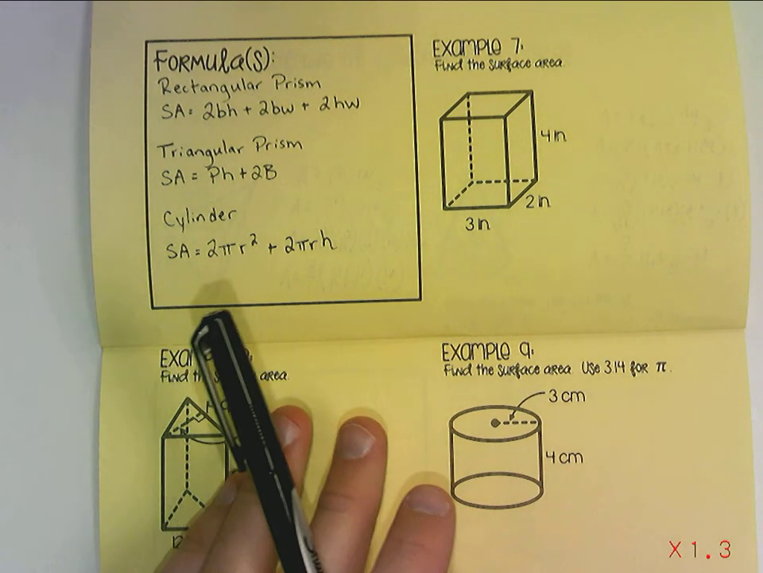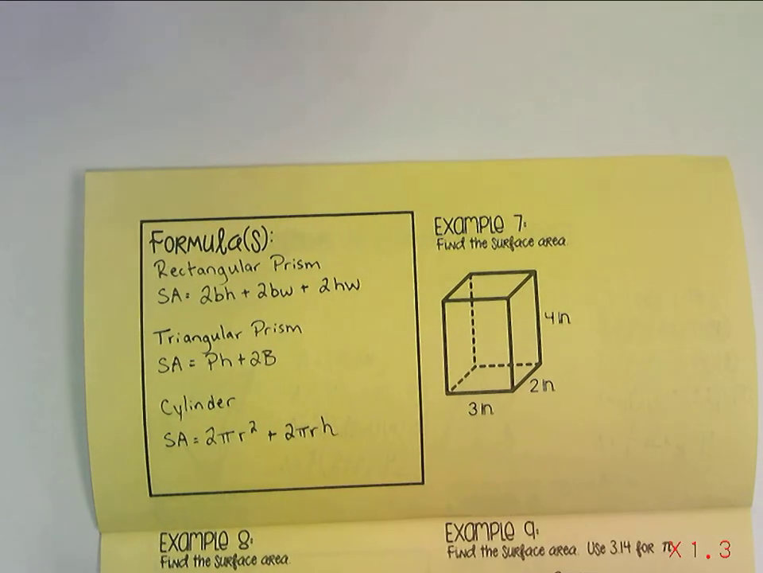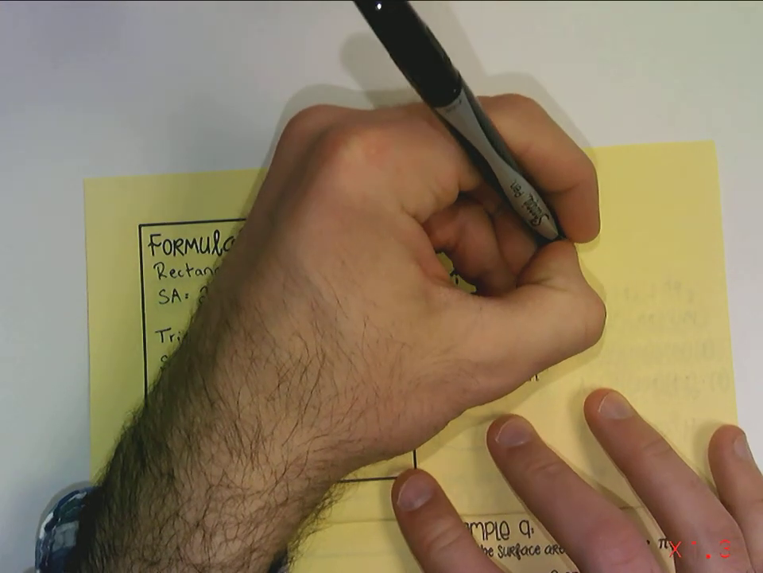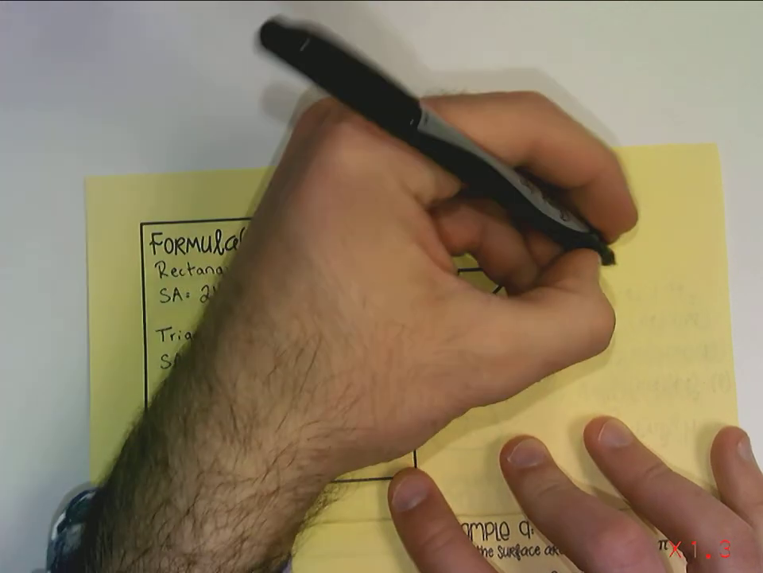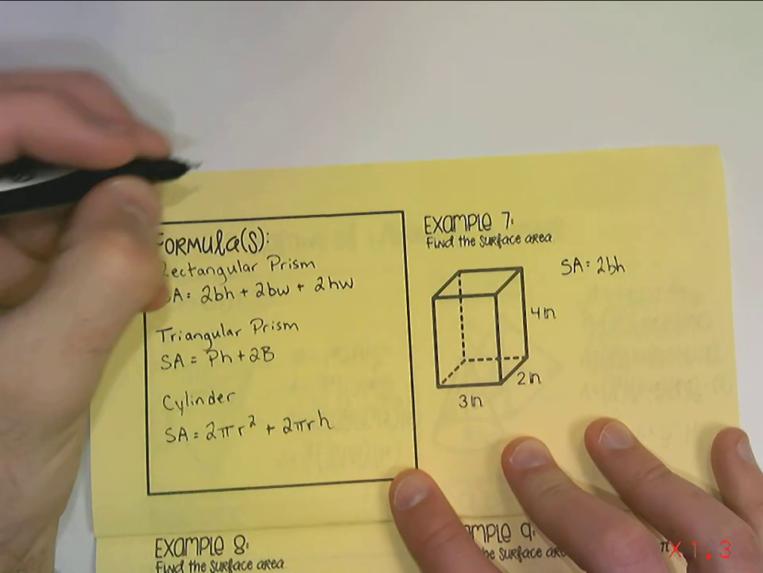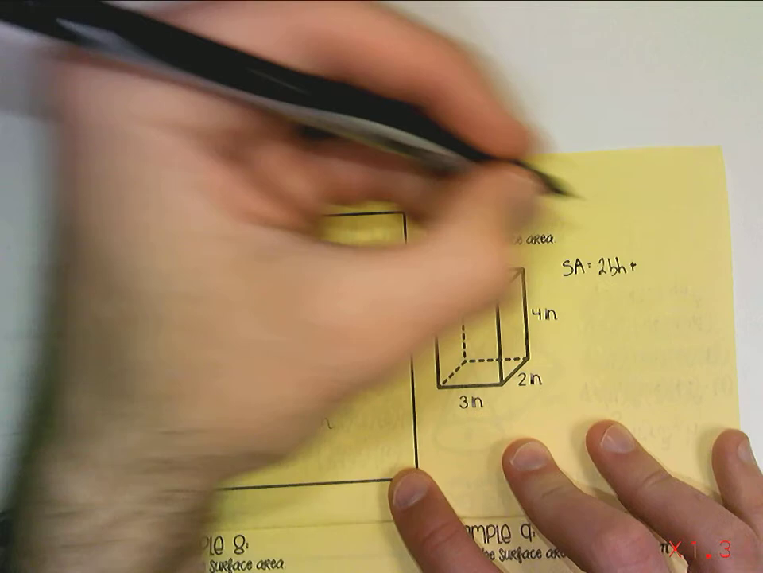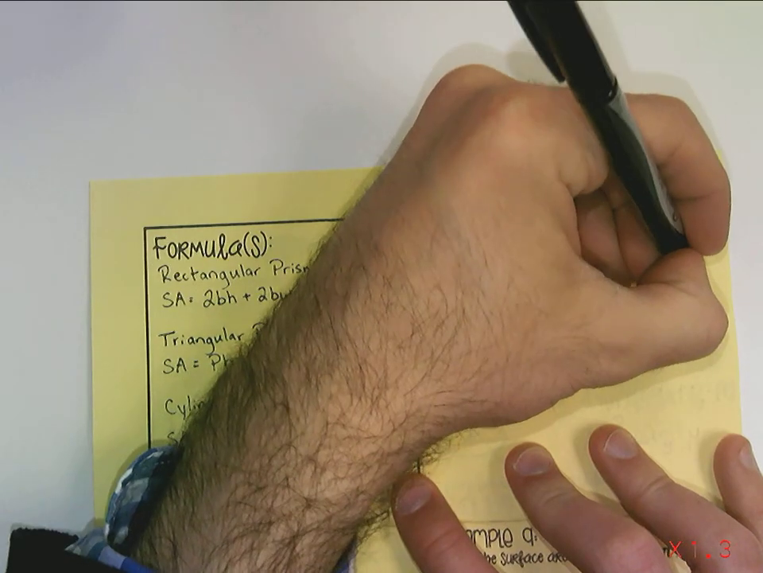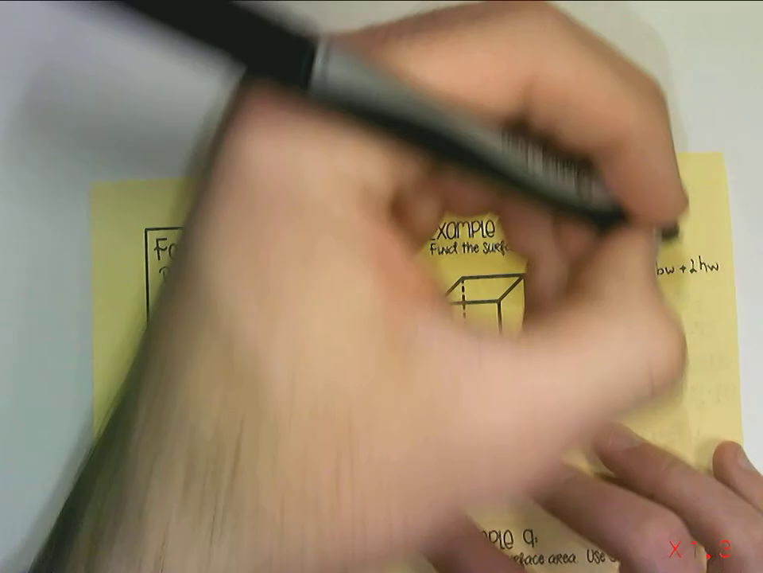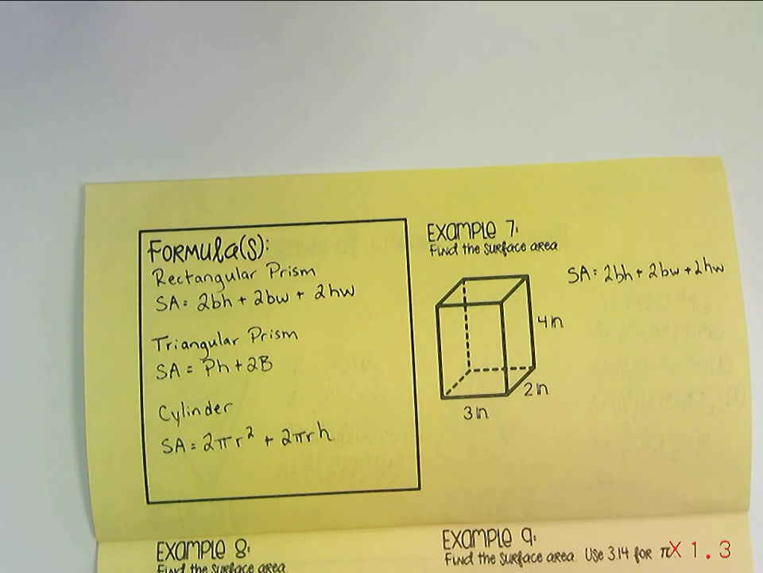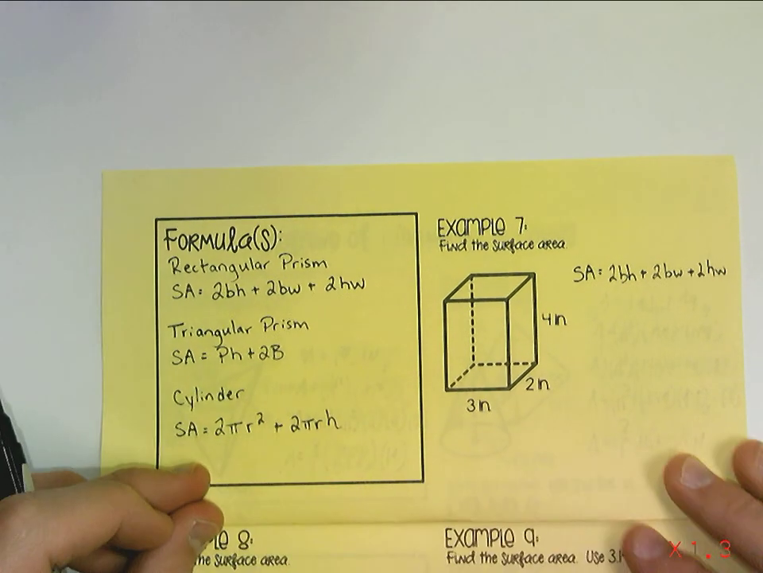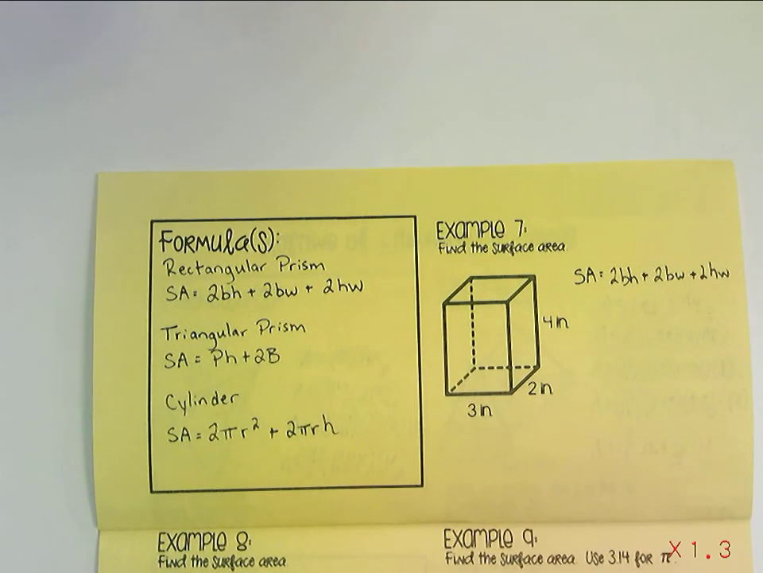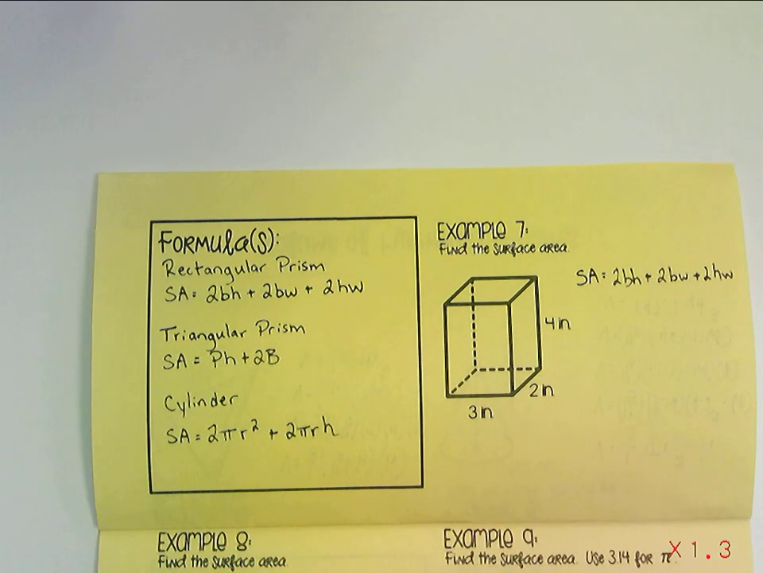But let's start with example 7 up here. And we have a rectangular prism. So what we're doing is surface area equals 2 times the base times the height plus 2 times the base times the width plus 2 times the height times the width. Surface area is a little bit more involved because there's more pieces to these problems. Now let's fill in everything that we need to here.